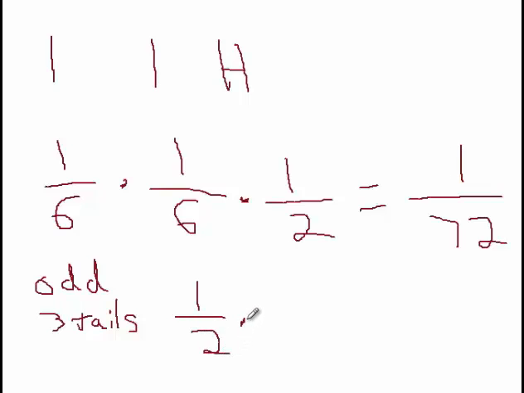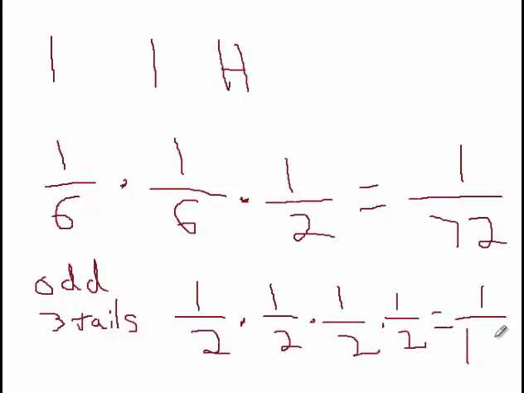And then multiplied by 3 consecutive tails. What are the odds of getting 3 consecutive tails? Well, each tails is 1 in 2. So that's 1 in 2 times 1 in 2 times 1 in 2, and the answer to that is 1 over 2 to the 4th, 2 times 2 times 2 times 2, which is 16.